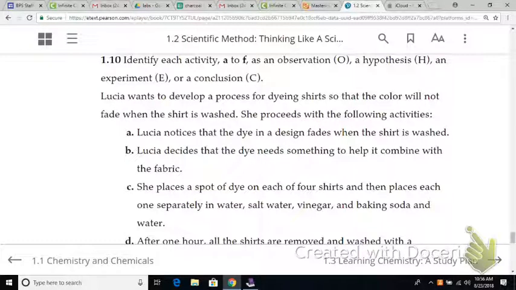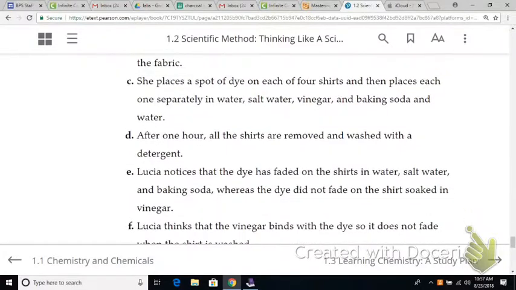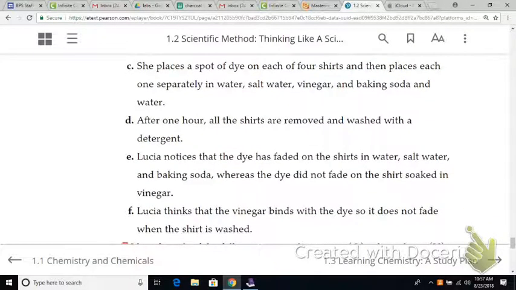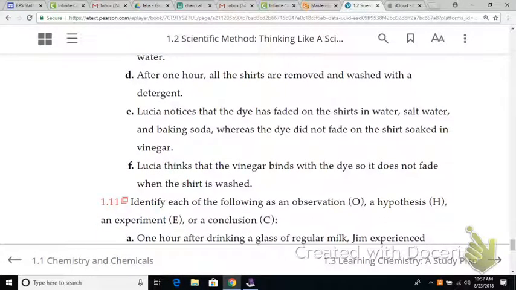C, she places a spot of dye on each of the 4 shirts. She places them in separate water, salt water, vinegar, and baking soda. What's that? Experiment. Then she takes them out after an hour and washes them with detergent. Part of the experiment still. And then Lucia thinks that the vinegar binds with the dye so it does not fade when the shirt is washed. What do you think of that? Conclusion. And I would not have a problem with that.